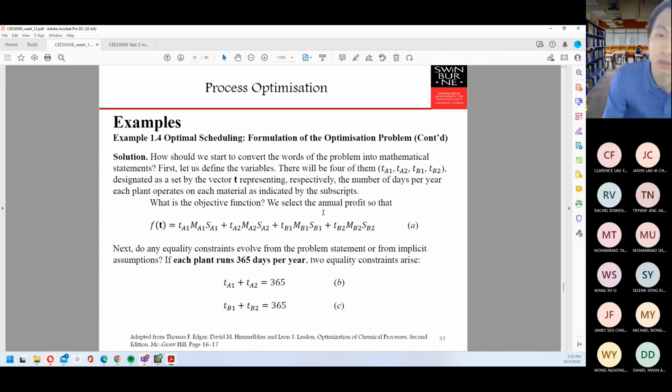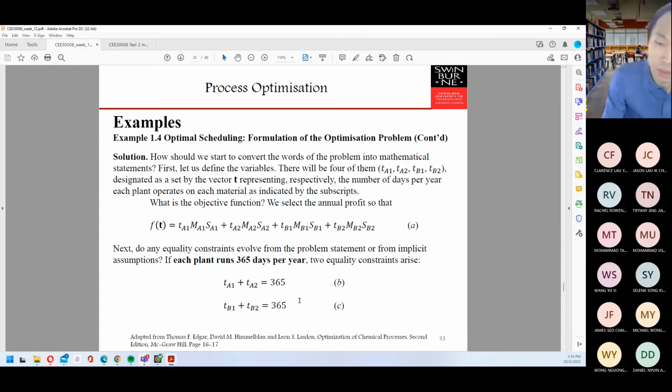So the objective function will be this one, TA multiplied by NA. This will give you the profit associated with the production of material 1 from plant A, and so on, because we have 4 different combinations. Now, the equality constraints are related to these two, because the time that each plant can operate is only 365 days, and plant B can only operate to produce material 1 and material 2 for 365 days.